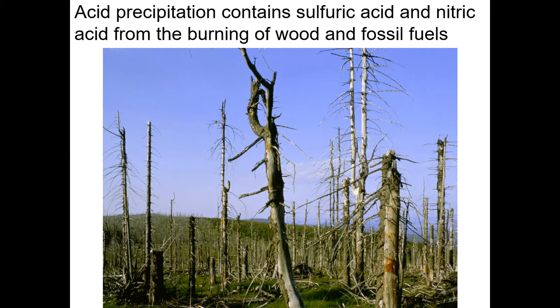Part of that is acid rain or acid precipitation. Sulfuric acid and nitric acid from burning of fossil fuels and burning of wood has acidified rain. And what happens with that is that the acid leaches out calcium from the soil, and calcium is necessary for plants to grow. And if there's not enough calcium in the soil, the plants die.